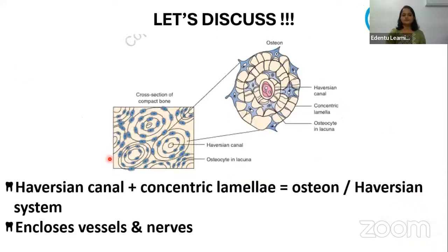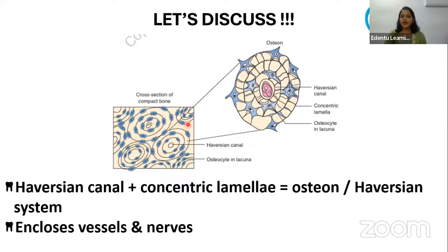You can see this is the cross section of the compact bone, and there will be concentric circles. These concentric circles show the periodic deposition of the bone over a period of time. And there will be cells seen in blue color here. These cells are called osteocytes, which are the bone cells.